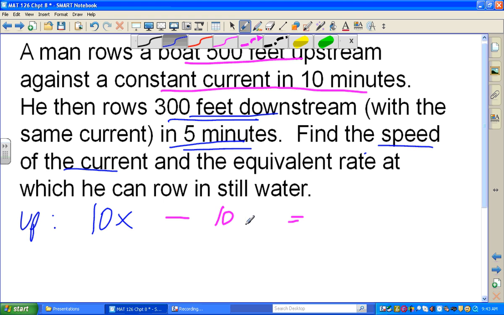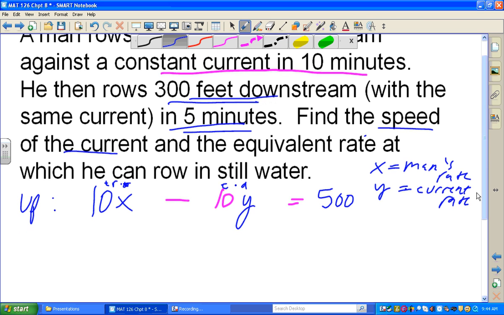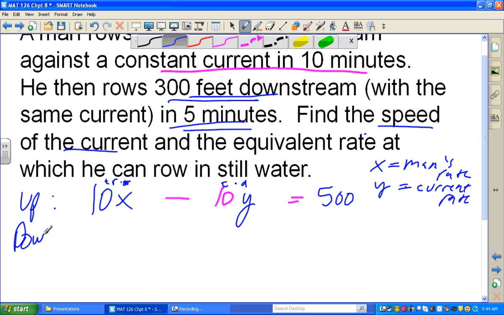10x minus 10y. So x is the man's rate, y is the current's rate. It's equal to, and these are both rate times time, time times rate. And those equal distance, so it equals 500 feet. Downstream.